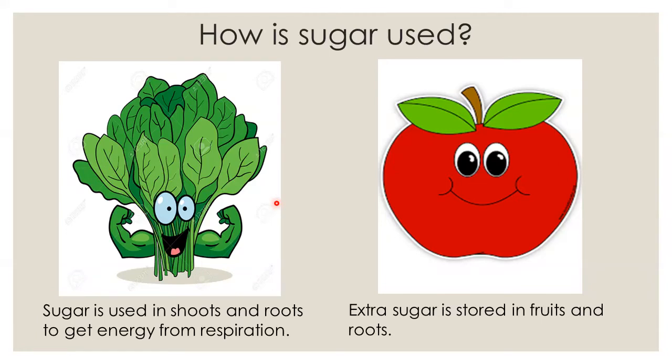How is sugar used? Sugar is used by the shoot and the roots to get energy for respiration. It is also stored inside the fruits and the roots. That is why fruits are sweet.